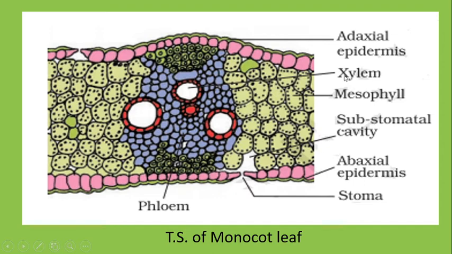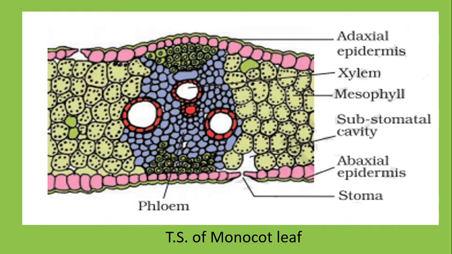Okay, so similarly, the adaxial and the abaxial. Adaxial means upper epidermis, abaxial means the lower epidermis. These epidermal cells are parenchymatous, thin walled, compactly arranged, and they may be oval or barrel shaped. There is a presence of thick cuticle on both the surfaces.